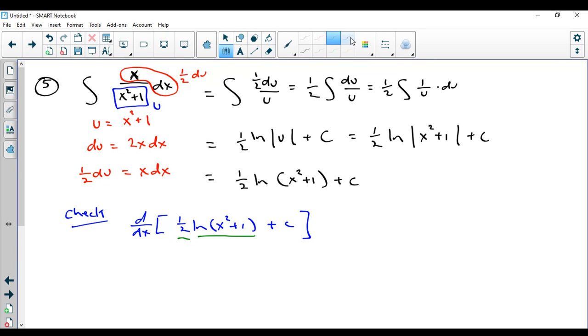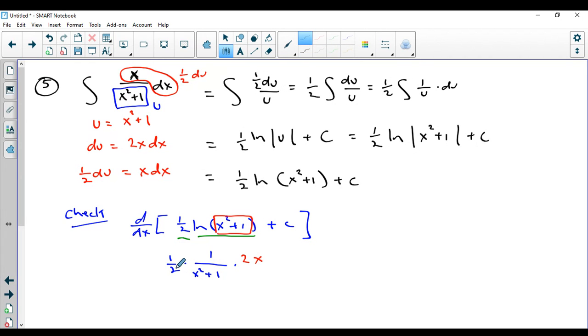So the derivative of that is just going to be the constant times the derivative of the function. Now, the function is a composition. It's ln of stuff. So the derivative of ln of stuff is 1 over stuff times the derivative of stuff, right? Stuff is going to be x squared plus 1. So the derivative of that is just 2x. And all that is the chain rule there.